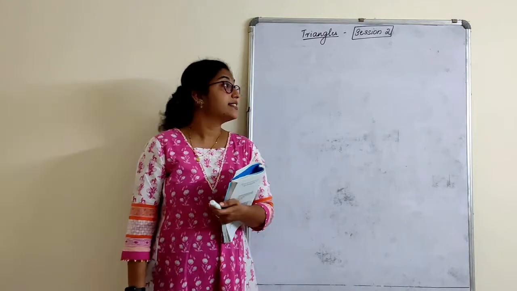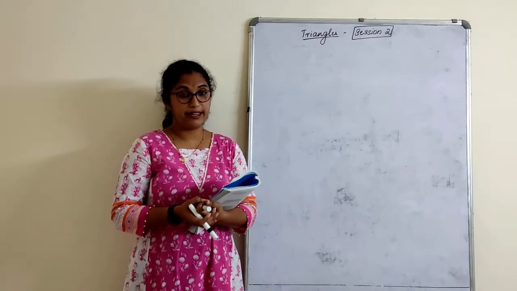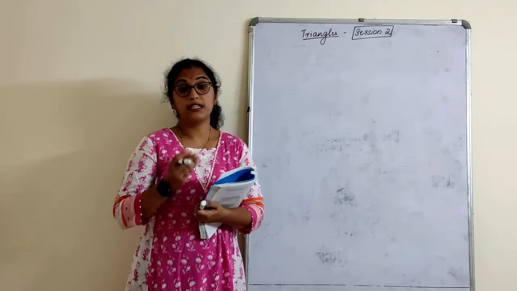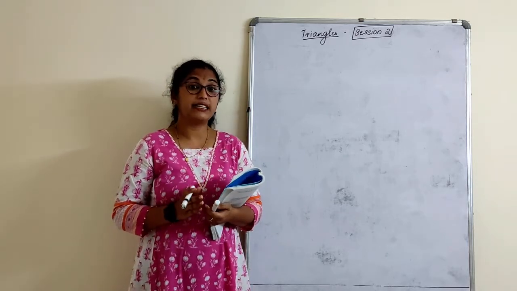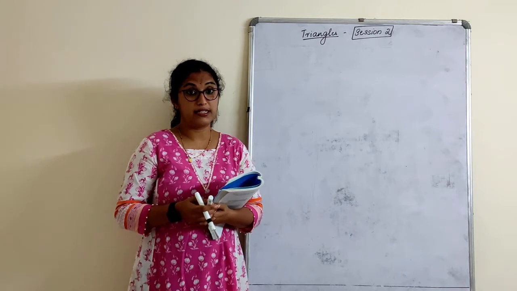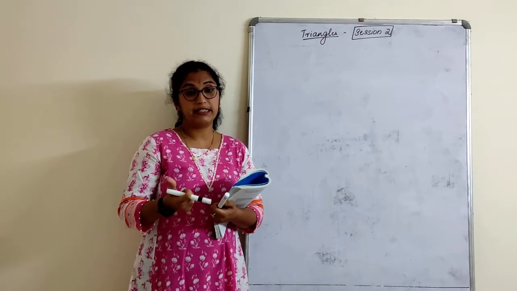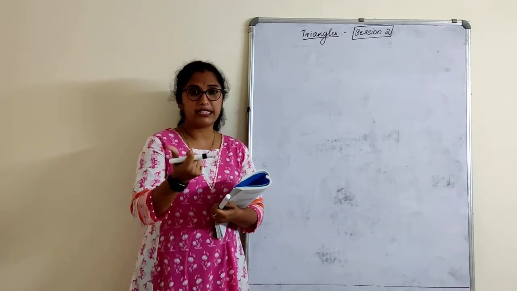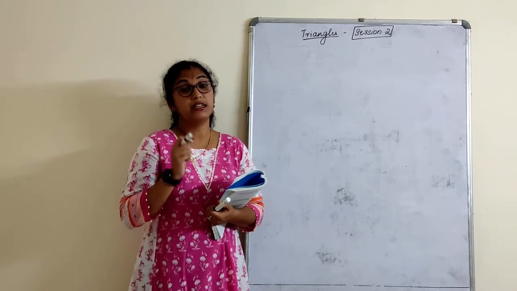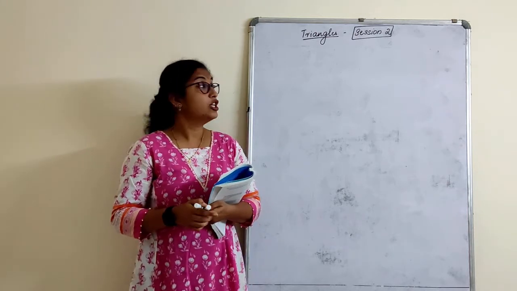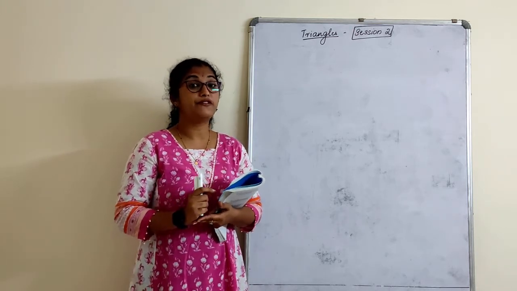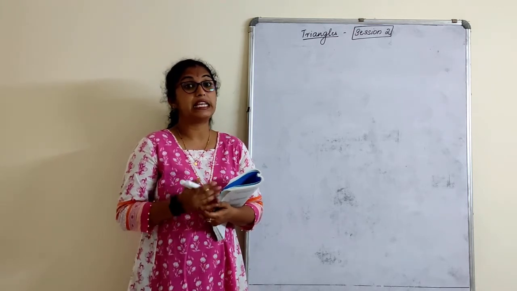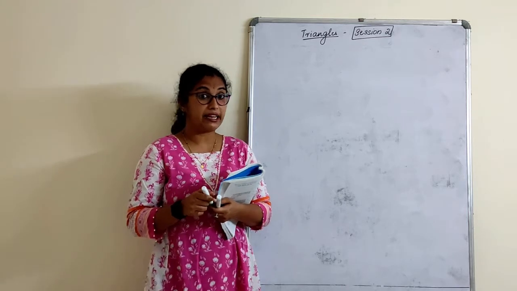Good morning. We will start session 2 on the chapter Triangles. In yesterday's class, we understood the introduction to the triangles chapter, where we studied criteria for congruence of triangles. That is SAS criteria for congruency, ASA or AAS, SSS and RHS. Based on the congruency criteria, we will be proving the first theorem here based on the SAS congruence rule, that is side angle side.